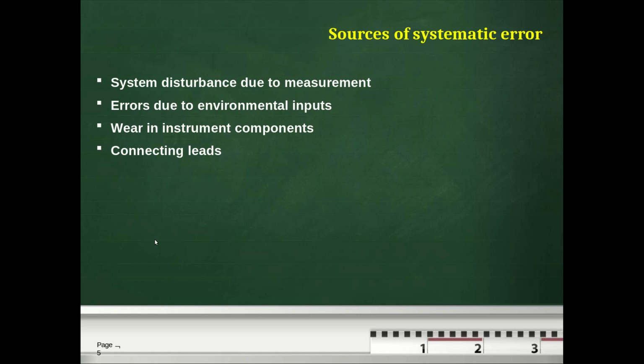Now for the systematic error, again it happens due to the measurement or the environment input, a problem in an instrument component, or a connection between point and point where some error arises.